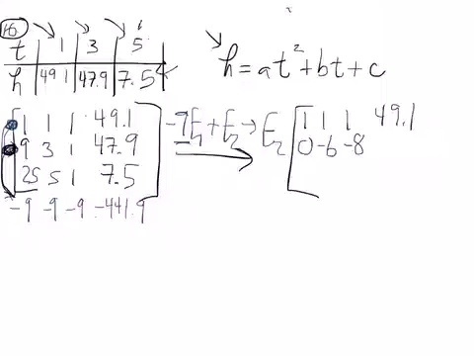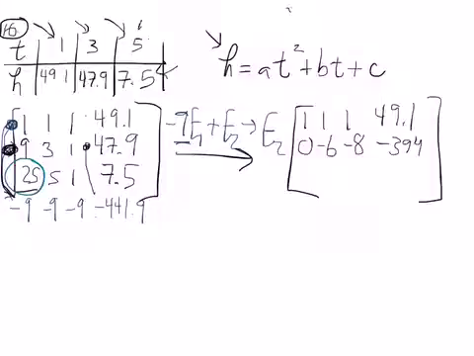Oh, no, not 49.1, sorry. 47.9 plus that. Negative 441.9 plus 47.9. And I get negative 394. So far so good. The next thing that I want to do then is deal with that.